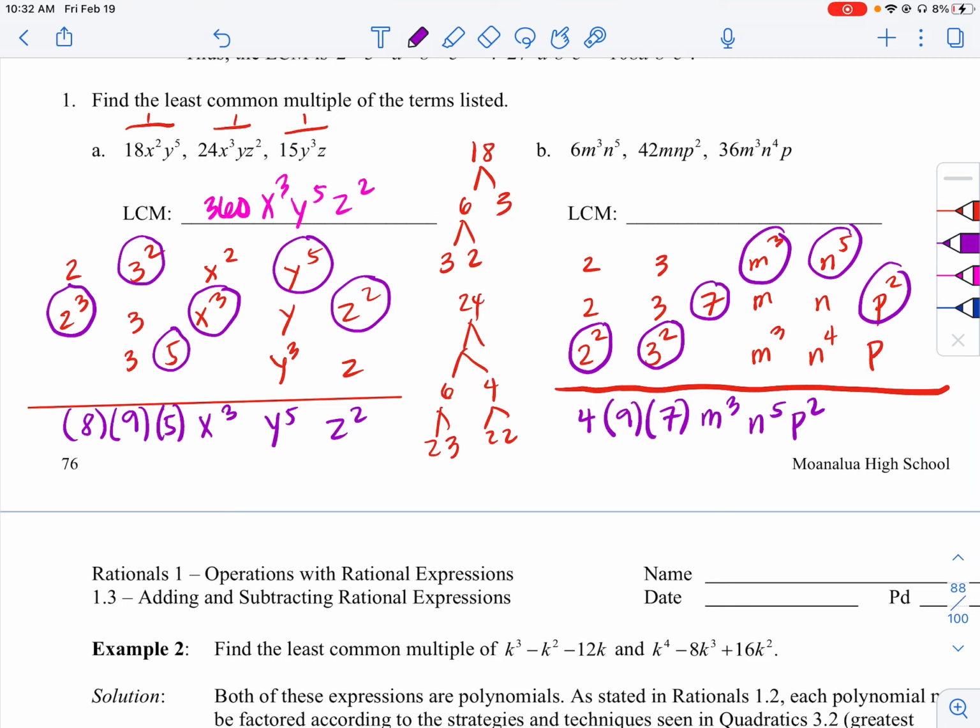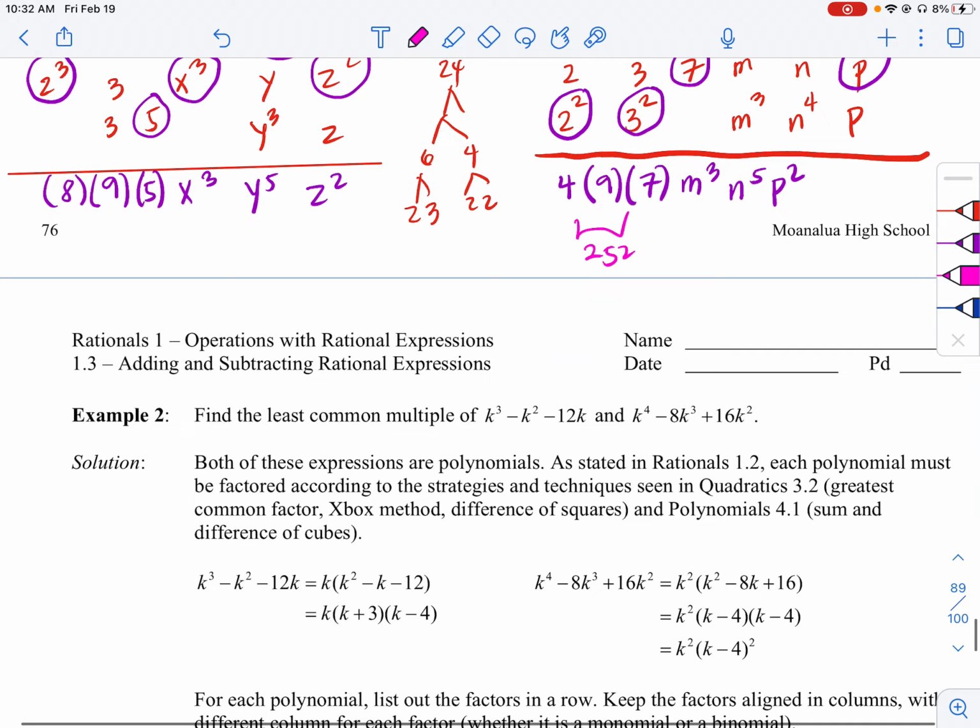So 4 times 9 times 7 is 252. So this is 252 m cubed, n to the power of 5, and p squared. This is the least common multiple, or as we commonly call it, the common denominator.